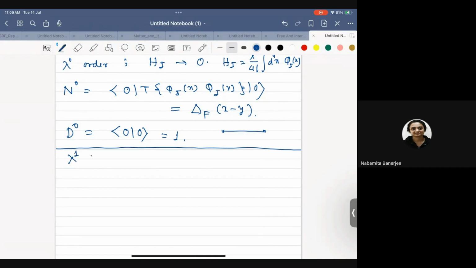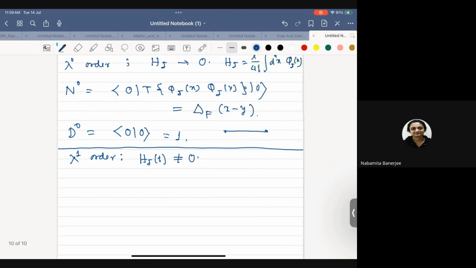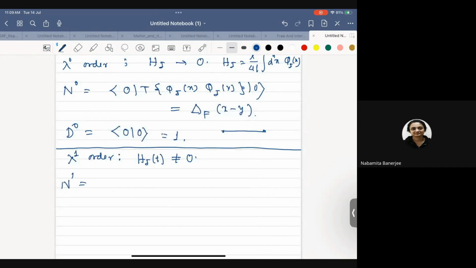Lambda to the 1 order. Okay, so now my H_I is not 0. So what is my numerator? N, first order N, is minus i lambda by factorial 4, 0 time ordered product of phi I x, phi I y, integral d4z, phi I to the power of 4 z, 0.